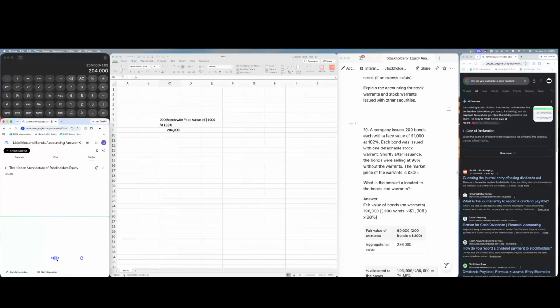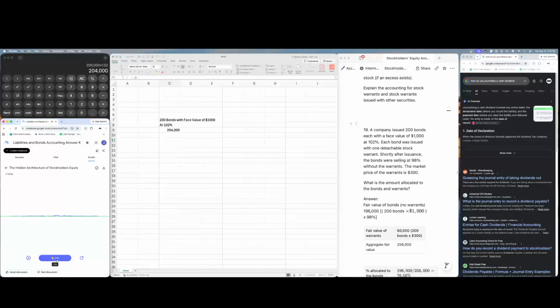Wait, so is the market price of the warrant with the detachable, or is it without? Is the market price of the warrant 300 if there is a detachable stock warrant? You nailed it. That $300 is the market price of the warrant on its own. Exactly. Since it's detachable, it has a life of its own in the trading world. So the market looks at that warrant and says, that right to buy stock is worth $300.